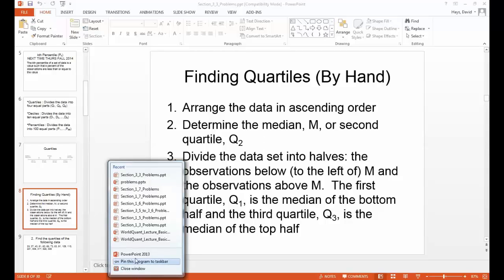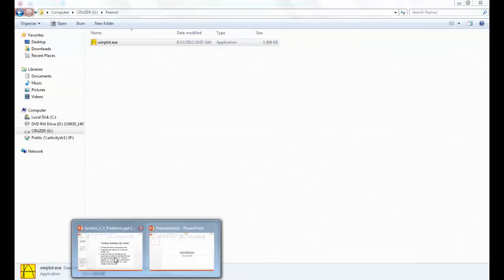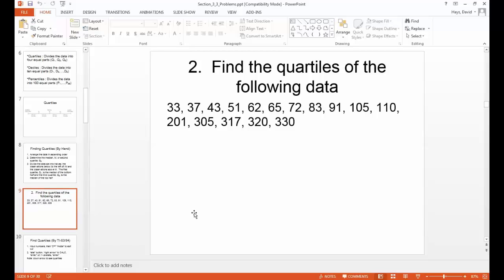Now these are the steps for finding the quartiles by hand. We're going to arrange the data in ascending order, determine the median, M, or second quartile, and then divide the data set in halves: the observations below, to the left of M, and the observations above M. The first quartile Q1 is the median of the bottom half, and the third quartile Q3 is the median of the top half. Okay, let's look at this example here.